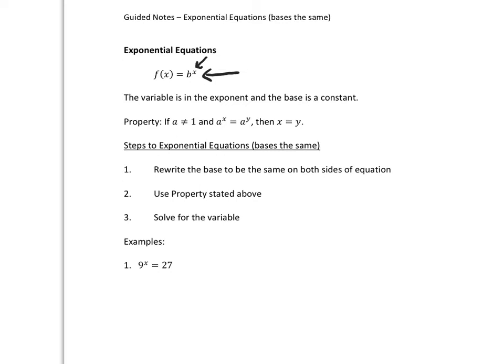If a is not 1, and you can rewrite the base to be the same on both sides, you can drop the base and solve the equation x equals y. You drop the base and set the exponents equal to each other. So here are the steps: rewrite the base to be the same on both sides, use this property, and solve for the variable.